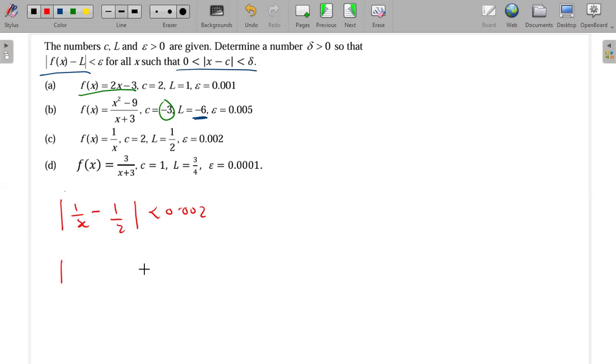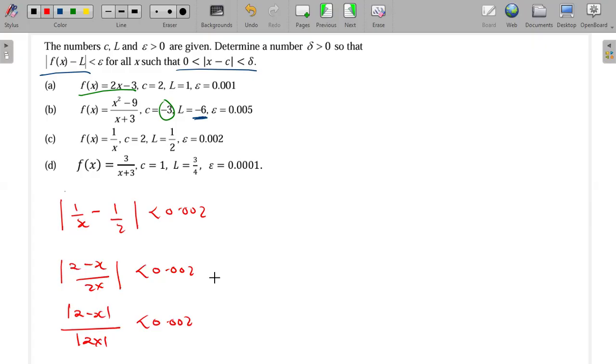Now from here, we're going to work. So here, make this into a single fraction. And this just gives you 2 minus x over 2x, and then this is less than 0.002. And then this just implies the modulus, according to those rules you learned in your first year. So you can just say this is 2 minus x on top, and then 2x down there, then less than 0.002. So you can write it like this.